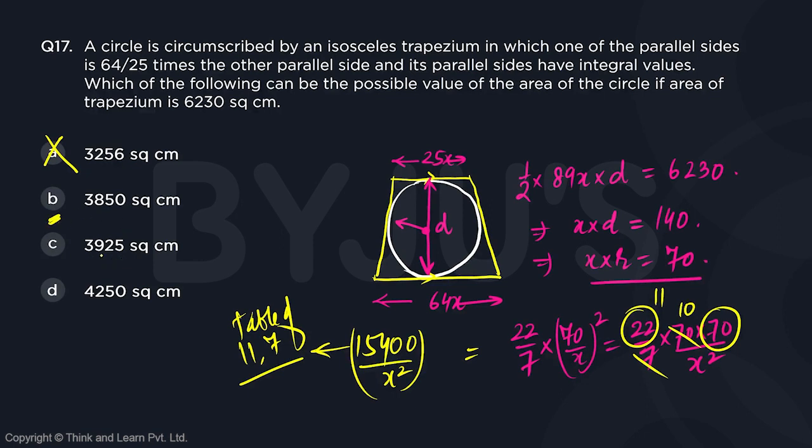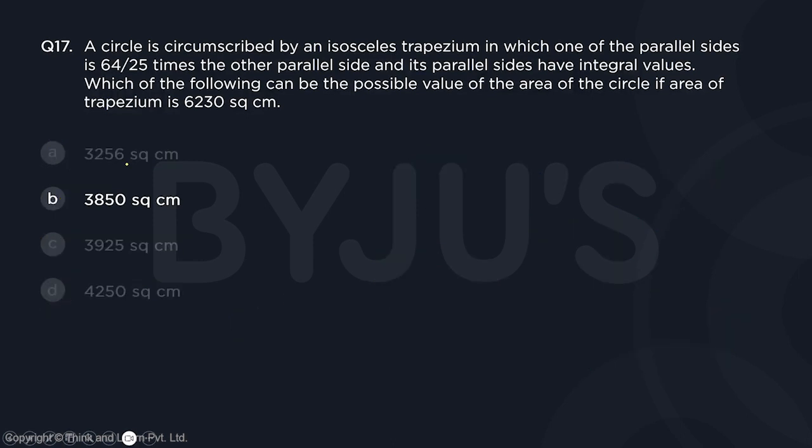3925: we will have 35, 28, 45. No, it's not in the table of both 11 and 7. 4250 is definitely not in the table of 11, and it's also not in the table of 7. So only B makes sense, such that x is going to be a value so that it should be in the multiple of it. So B is going to be the answer.